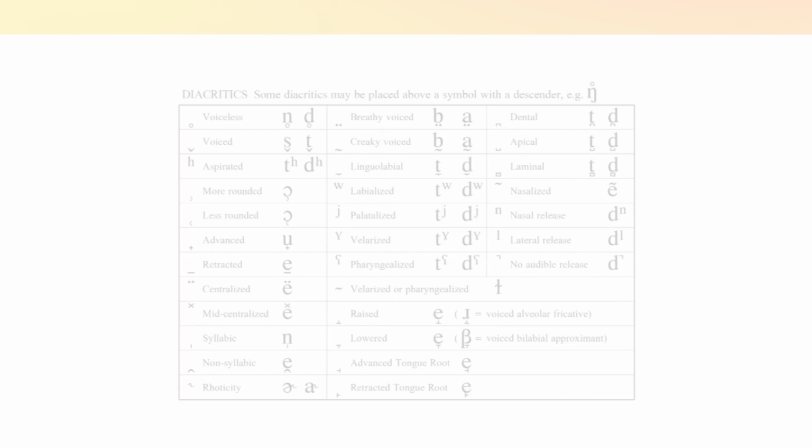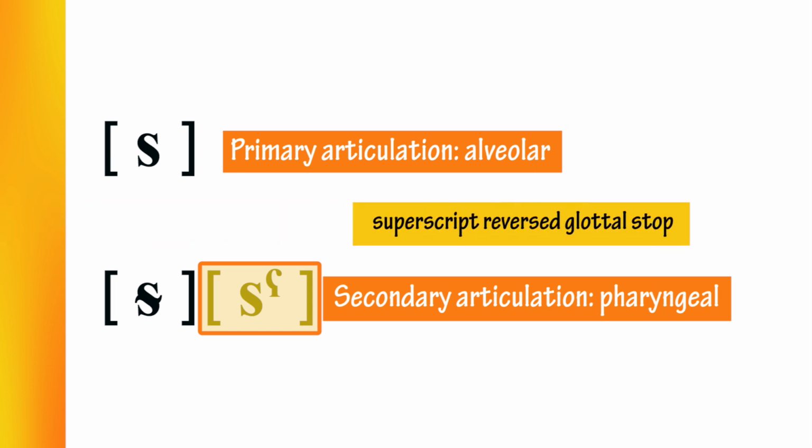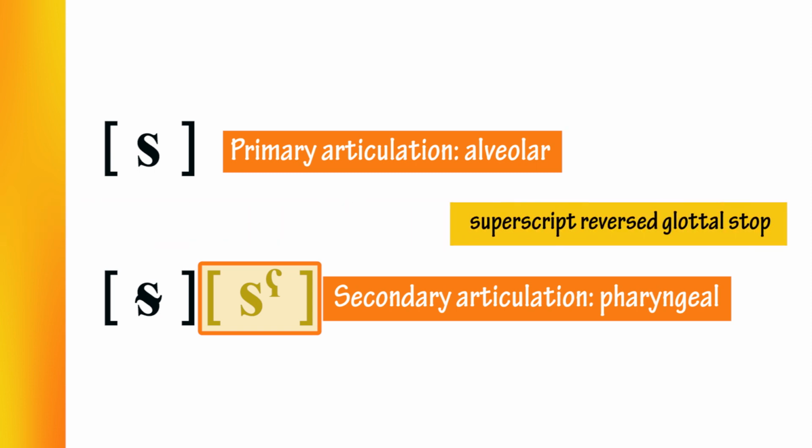So for example, a pharyngealized S can be shown like this. As you can see, there's a tilde going through it. You see here, I have used the superscript pharyngealized symbol. In this case, there is no ambiguity that this is pharyngeal and it's not velar. This symbol is called superscript reverse glottal stop. Why is it called a reverse glottal stop? Because the glottal stop has a similar symbol, but it faces the other direction. So this one is reversed.